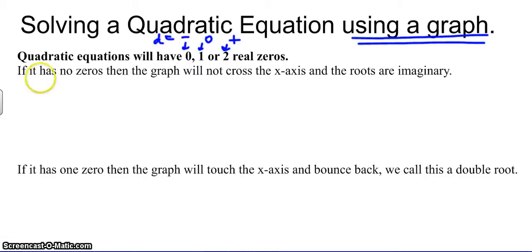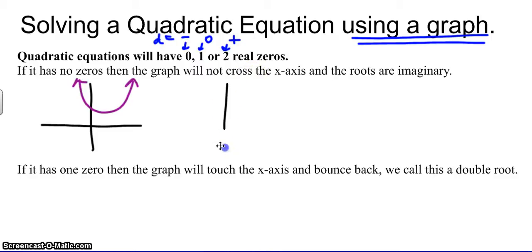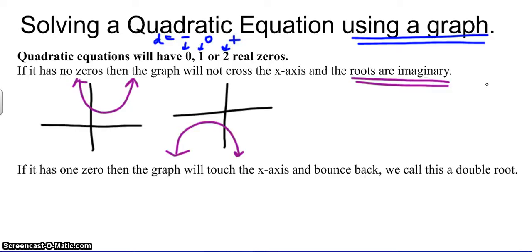So if a quadratic equation has no zeros, then the graph will not cross the x-axis. So your graph's either going to be floating completely above or floating completely below. And we say that the roots are imaginary, so you're going to have i's in your answer. Okay, you can go ahead and match this with the graphs that are in your notes. This would be our discriminant is negative.